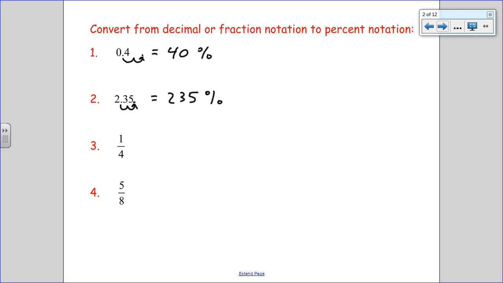What about converting fractions to percents? Well, one option is to rewrite the fraction as an equivalent fraction having a denominator of 100. So for example, since 4 times 25 equals 100, we can take the fraction 1/4 and multiply both the numerator and denominator by 25 to obtain the fraction 25/100ths. This is then equivalent to 25%.